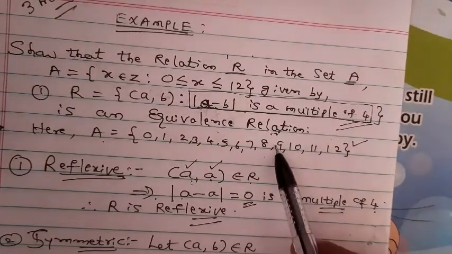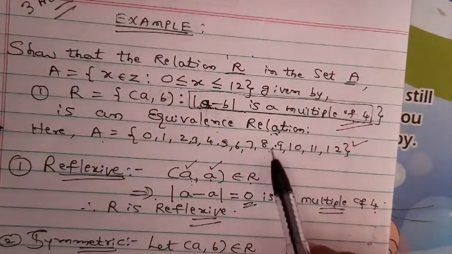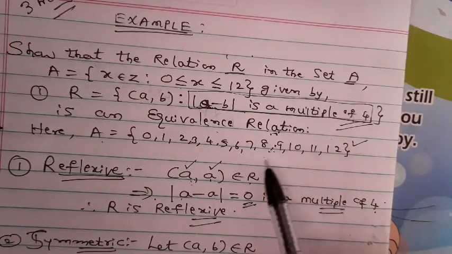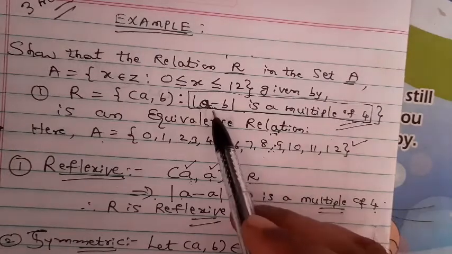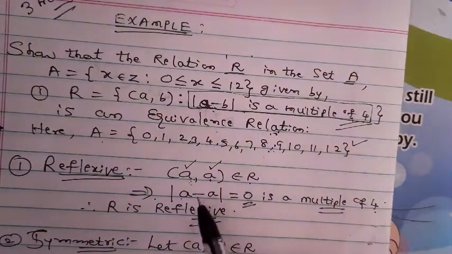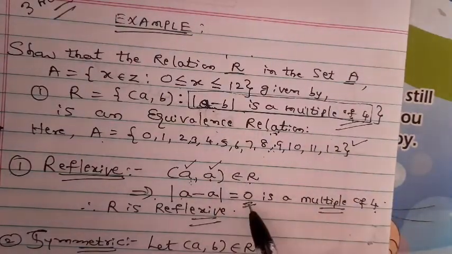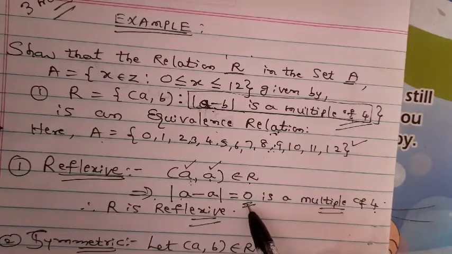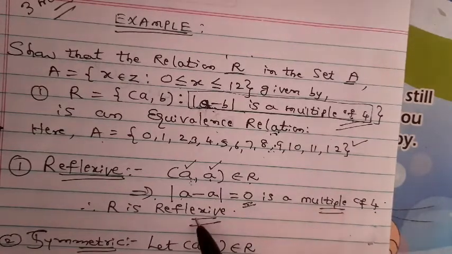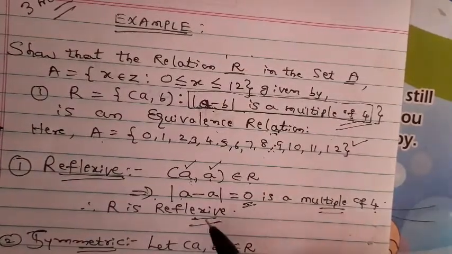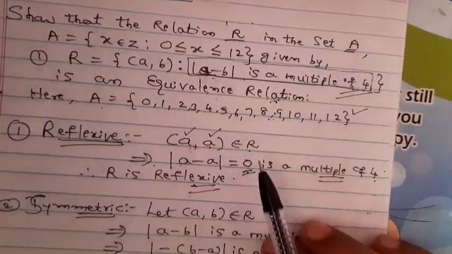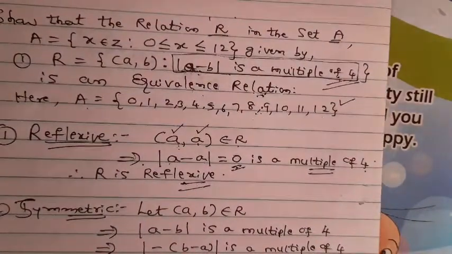So you understand this here, no need to write the ordered pairs, because if you go on writing the ordered pairs, it will take a lot of time. So you observe that mod of A minus B is a multiple of 4. So you replace B by A here, we get A minus A is equal to 0. So 0 is a multiple of 4, therefore it is reflexive. Simple. Only thing is you have to write that R is reflexive. So let us check the next property. You observe carefully here.